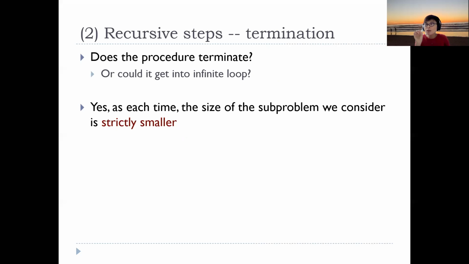That means at some point, it has to get to the point where the size of this array is either 1 or 0. Okay, so yes, we convince ourselves that the size of the problem is getting smaller and smaller, so the algorithm will terminate and the recursive calls are on smaller problems. Okay, so step 2 is also fine.